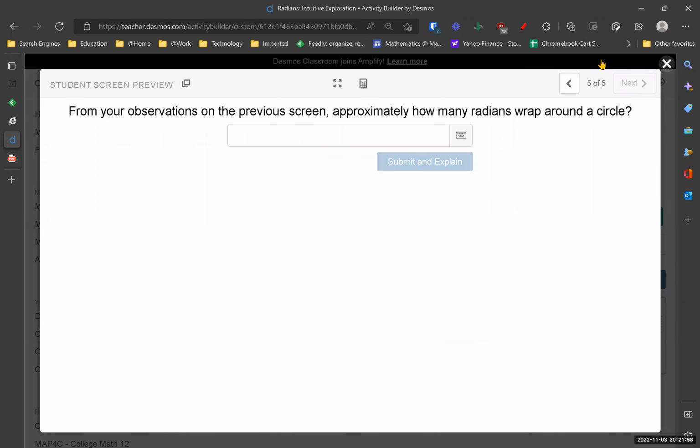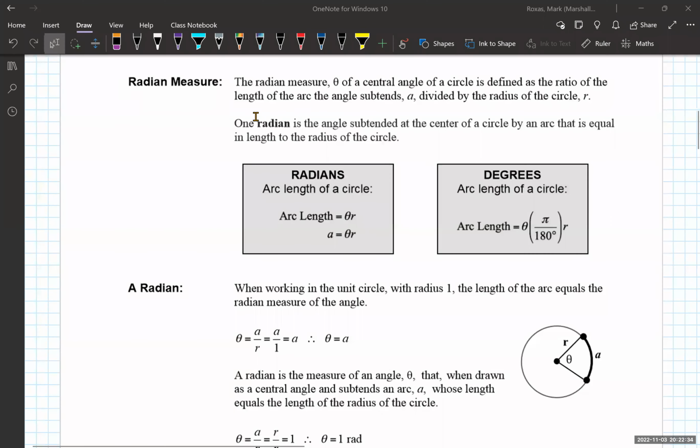Let's go back to our notes page. Here we are, the radian measure. The radian measure theta of a central angle of a circle is defined as the ratio of the length of the arc the angle subtends, divided by the radius of the circle. So 1 radian is the angle subtended at the center of a circle by an arc that is equal in length to the radius of the circle. That's exactly what I've been showing you in that little demonstration.